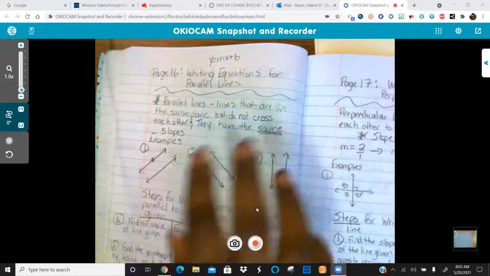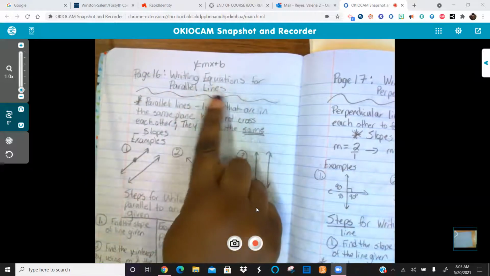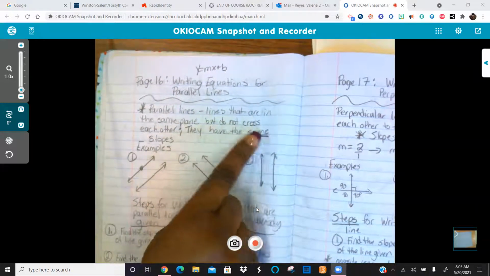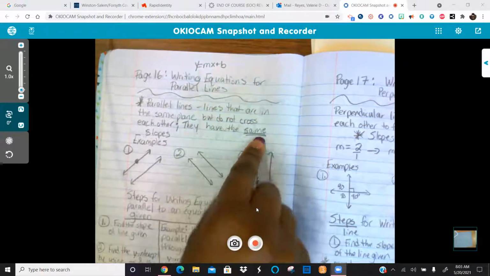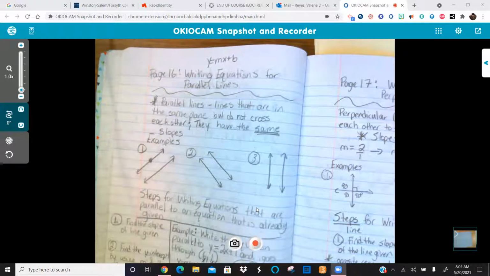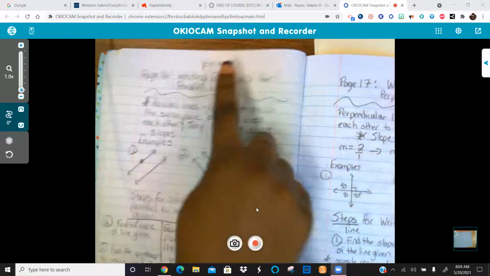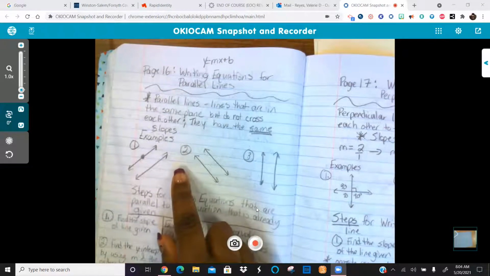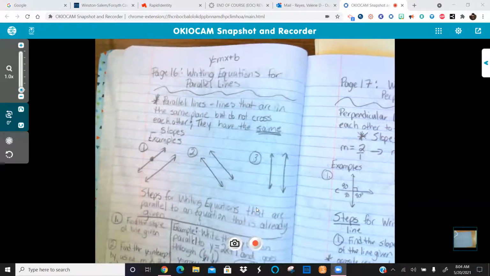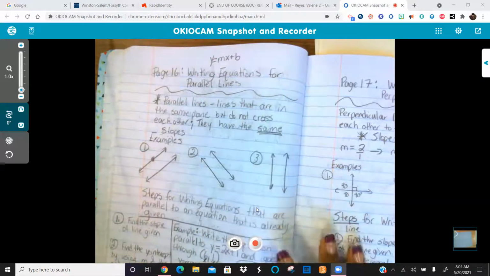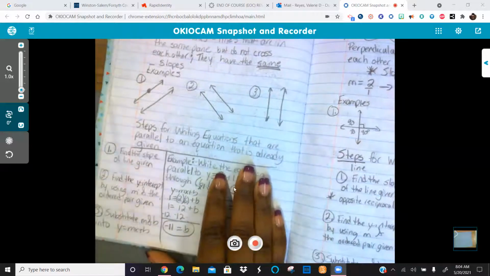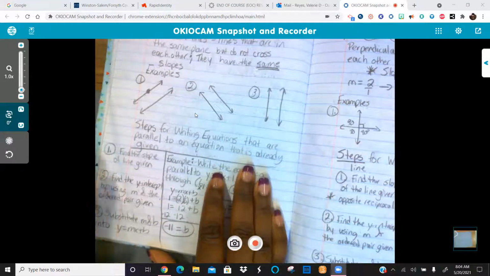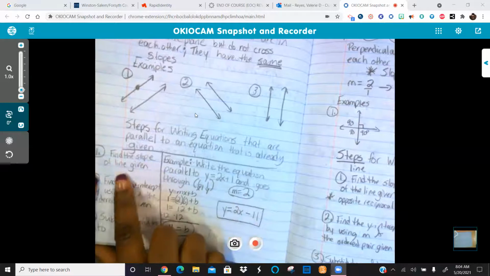Okay, so parallel lines are lines that are in the same plane, but they never cross each other. They have the same slope. Remember, parallel lines, linear equations, are written in y equals mx plus b because they form straight lines, and they have the same slopes. So the steps for writing equations for parallel lines: first thing is you need to find the slope of the line that's given.